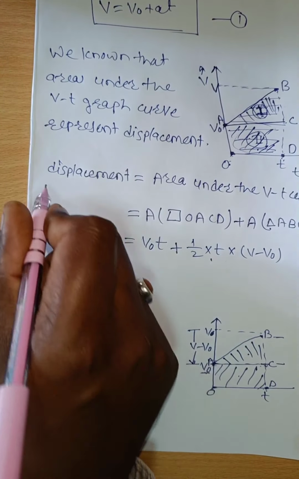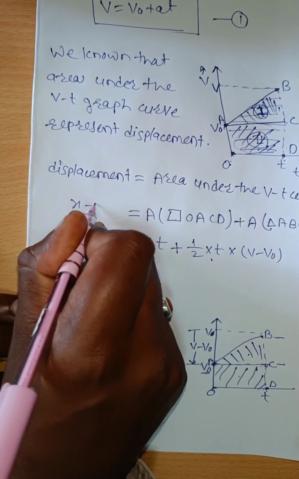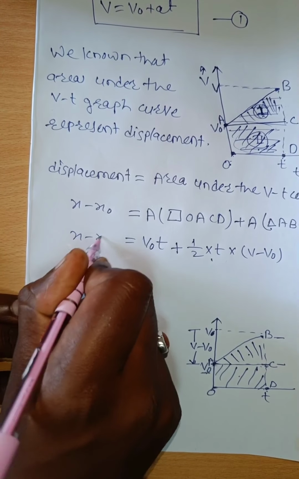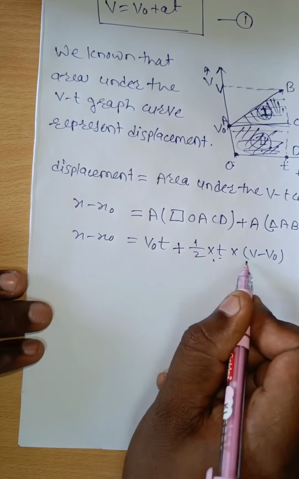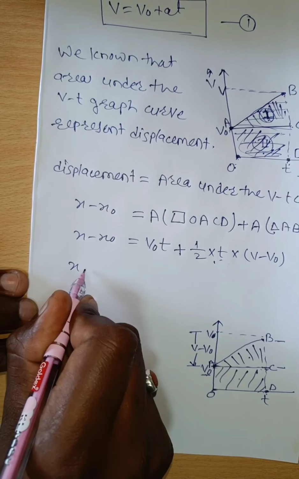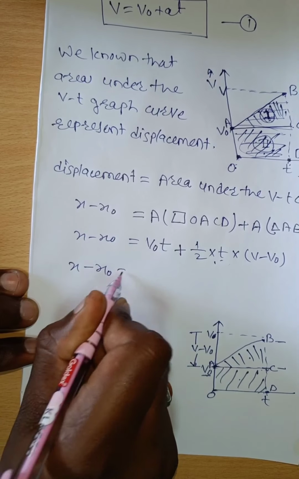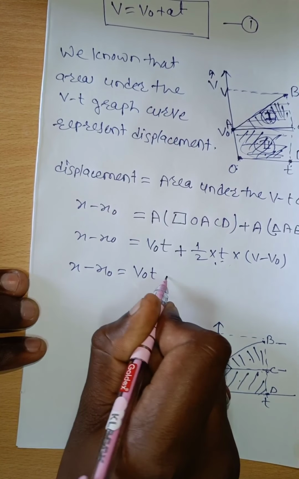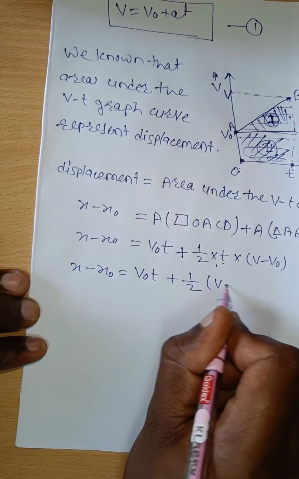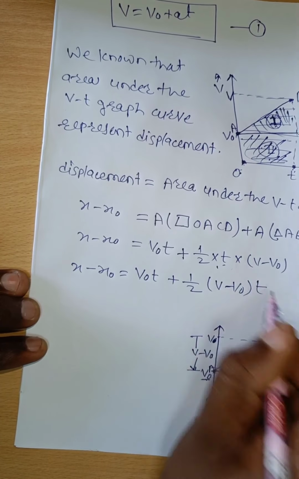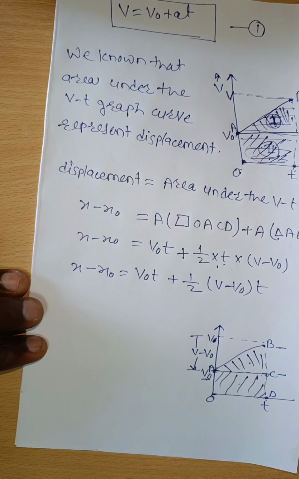Therefore, what is the displacement? Displacement means x minus x naught. Therefore x minus x naught is equal to v naught t plus half into t into v minus v naught, or we can write x minus x naught is equal to v naught t plus half into v minus v naught into t. We have to write this.